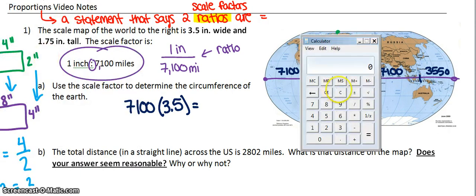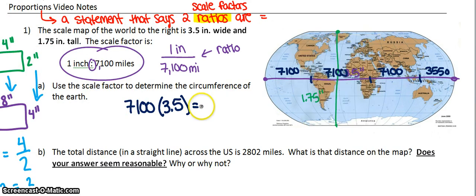Basically what I've done is I've multiplied by the scale factor, so I've just scaled it up. 7,100 times 3.5 will give you 24,850, which makes sense for what the circumference of the Earth would be. Okay, that's one way to do this problem.